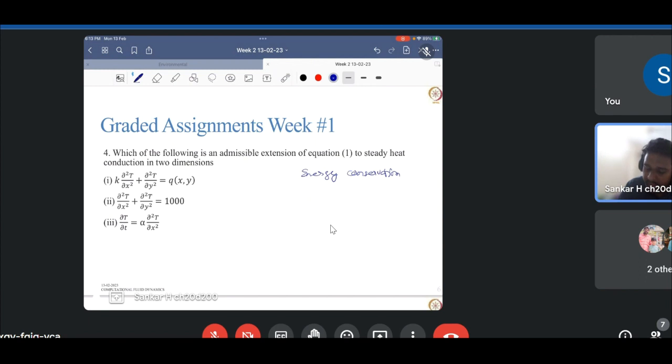So we'll find that this k is not multiplied on both the sides. Therefore, this is a wrong answer. So this cannot be one of the admissible extensions of equation 1 to steady state heat conduction in two dimensions. Whereas if T is a function of x and y, we can write this equation as dou square T by dou x square plus dou square T by dou y square is a constant, if the volumetric heat generation is constant. But coming to the third point, again we have assumed that it is steady state. So therefore, this third option is again invalid. So only two would be the correct answer over here.